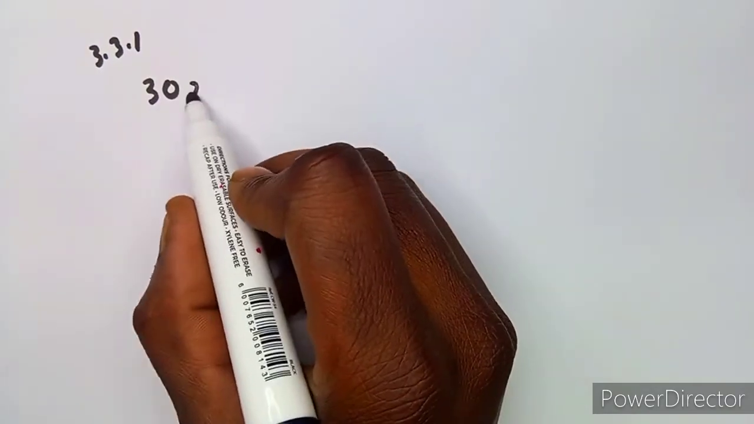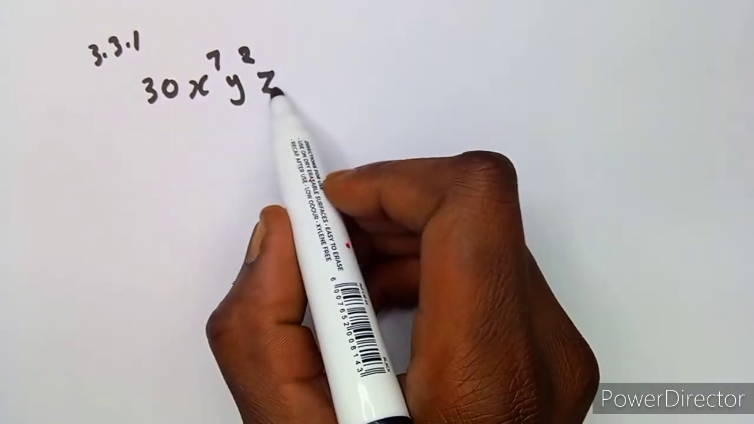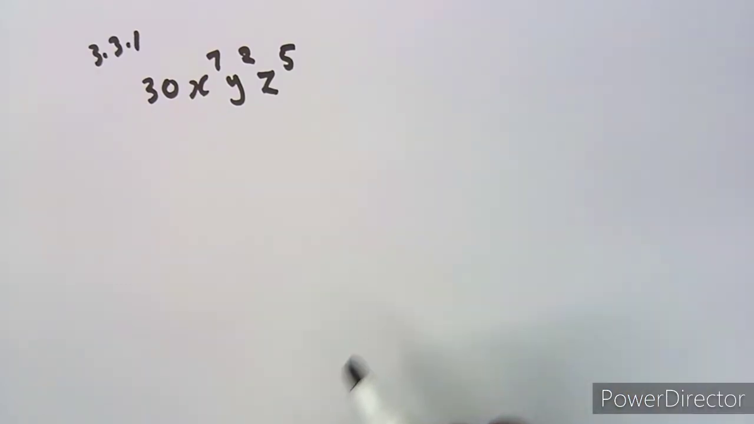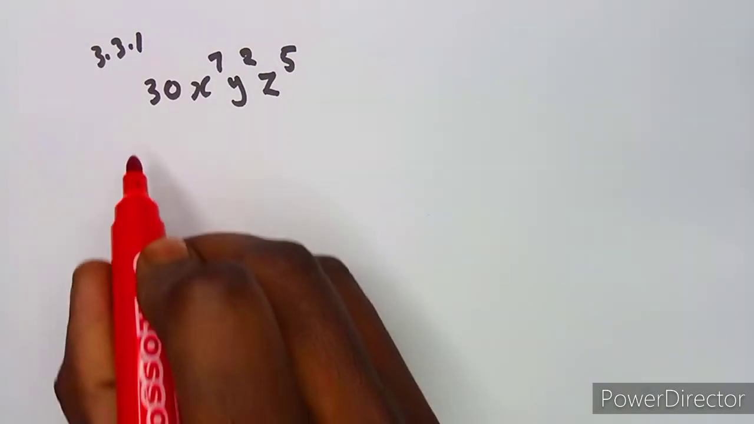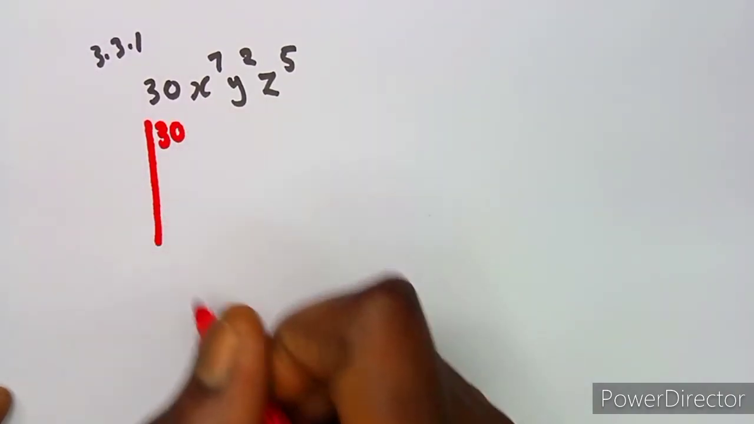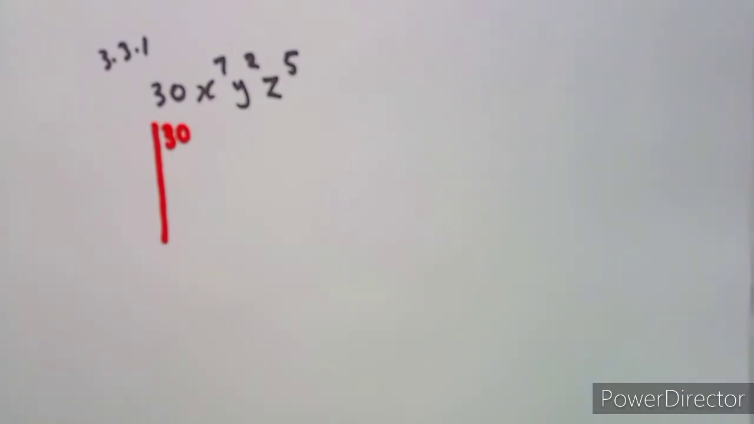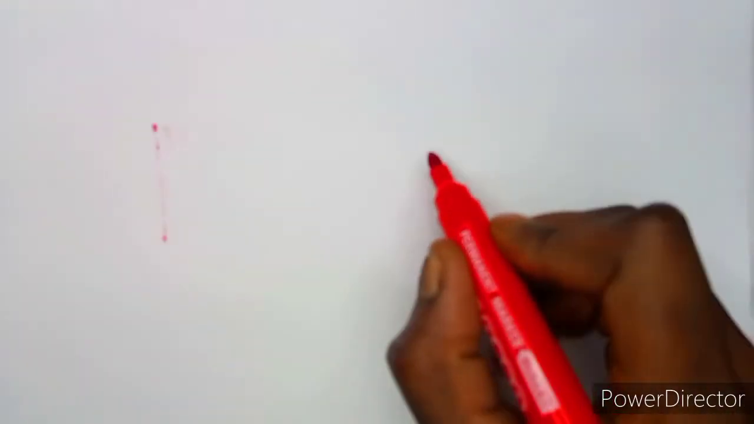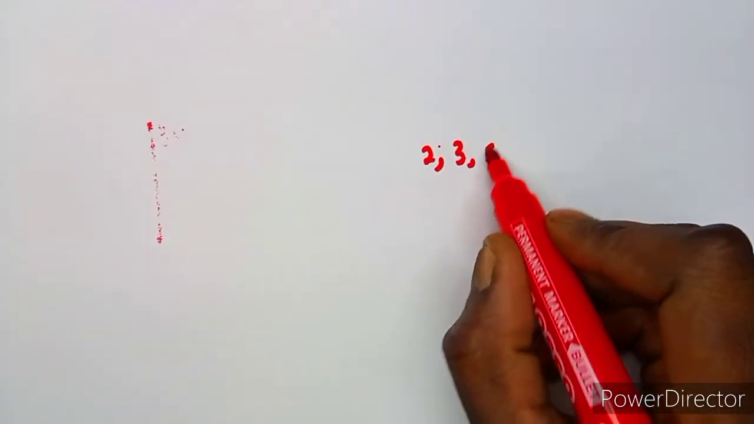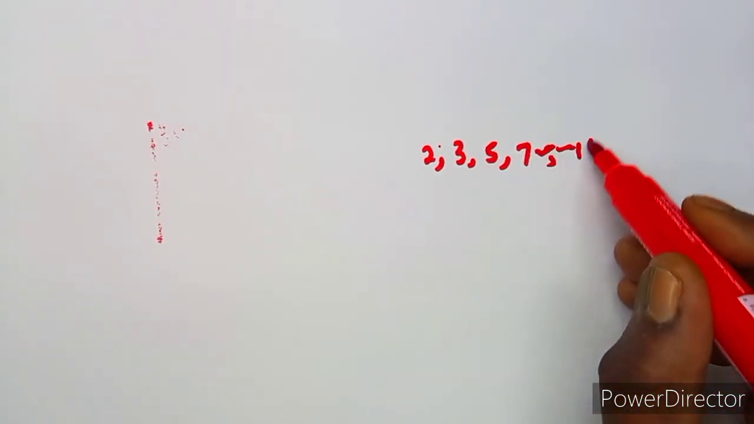So we've got 30x to the exponent of 7, y to the exponent of 2, z to the exponent of 5, like this. In order for us to write this in terms of prime factors, we can perform the division here, where we've got 30. So the smallest prime factor that we need to try is 2. Remember prime numbers, guys, we are working with 2, 3, 5, 7. These are the prime numbers that you're supposed to target. 11 and so forth.